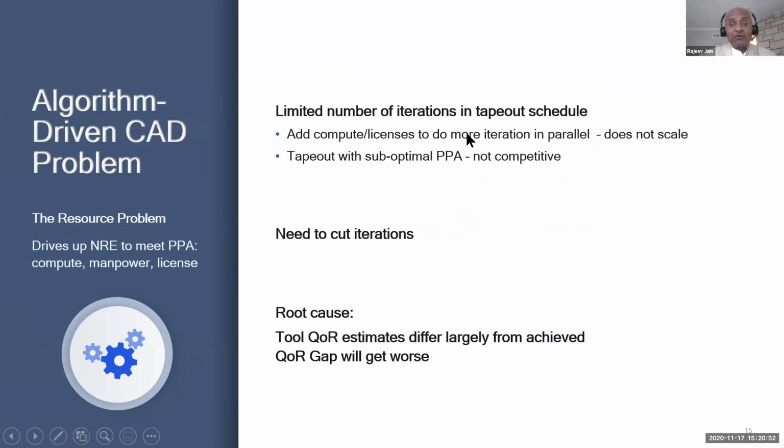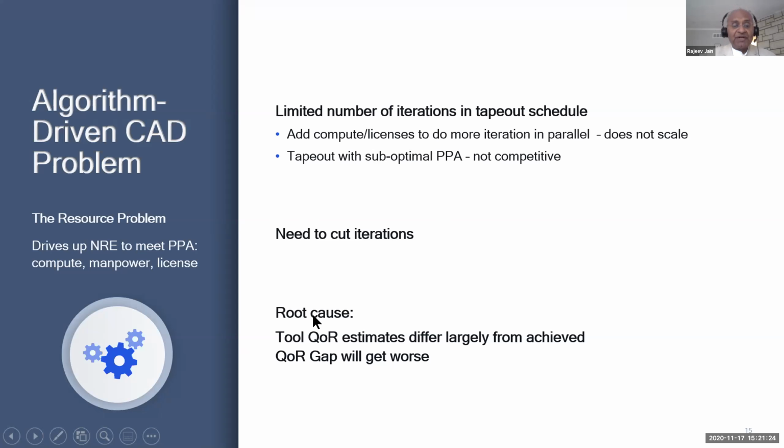Now, the only thing I could do to increase the iterations is I could have more runs of the tool in parallel with more licenses and more compute. But as we said, that doesn't scale because now you're just having your operating expense go through the roof. On the converse side, because you can't indefinitely increase the number of iterations, you tape out with a suboptimal PPA, which means your chip is not competitive. So we have to find a way to cut the iterations. There is really no other way out of this problem.